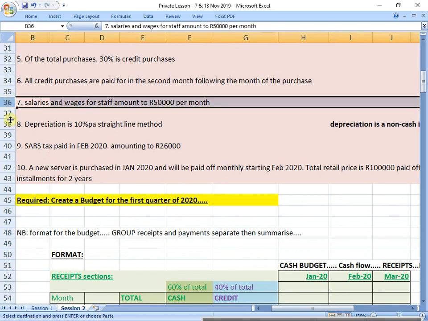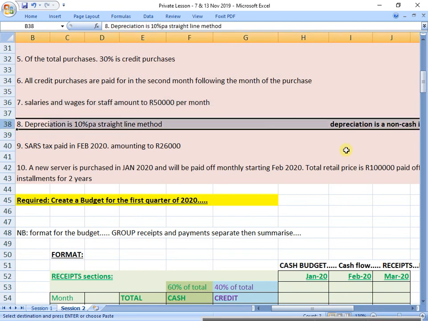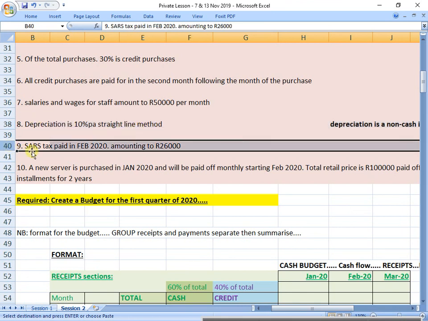Okay, 7 done. 8, we spoke about it. Depreciation is a non-cash item. I don't include it in the cash budget. Number 9, SARS tax paid in February 2020 amounting to 26,000.